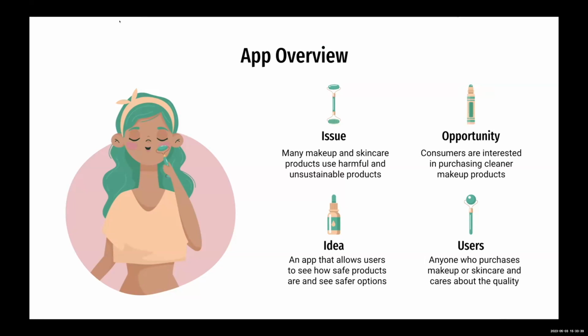So the idea is creating an app that allows users to see how safe products are and see safer options. Right now there are apps available that rate how clean or how sustainable a product is, but each app has different rankings and it never recommends a better alternative. So people have to look through many options to find what they're looking for. The goal here is that a person can put in a product they're interested in, and if it's not recommended for them, they can find a similar suitable one.